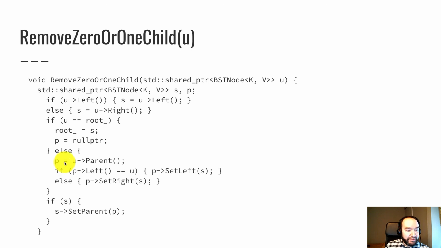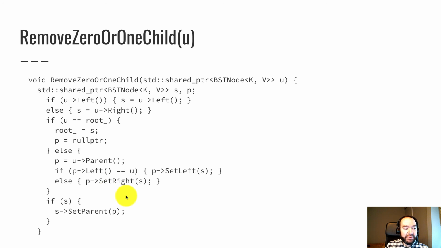So if P's left pointer is equal to U, then U's parent is currently using its left child pointer to point at U, and we reassign P's left pointer to now point at S. Otherwise, P's right pointer is the one that needs to be reassigned to S. Okay, the last detail is we might need to update S's parent pointer. So if S is non-null, then we just set S's parent pointer to P.